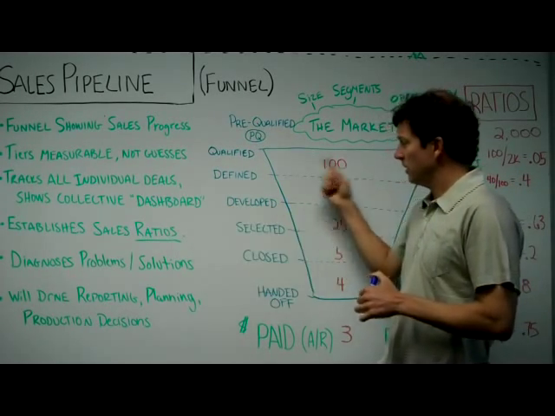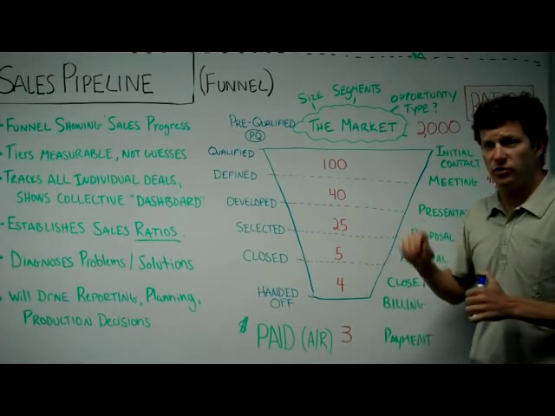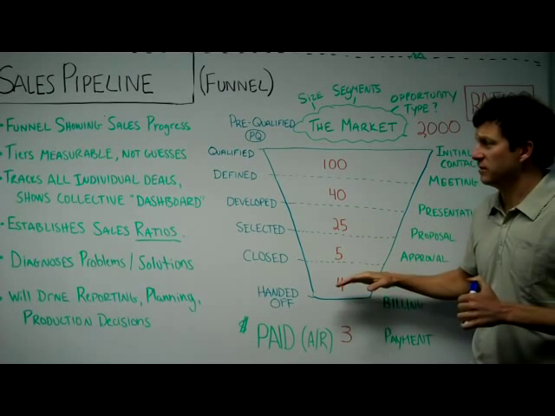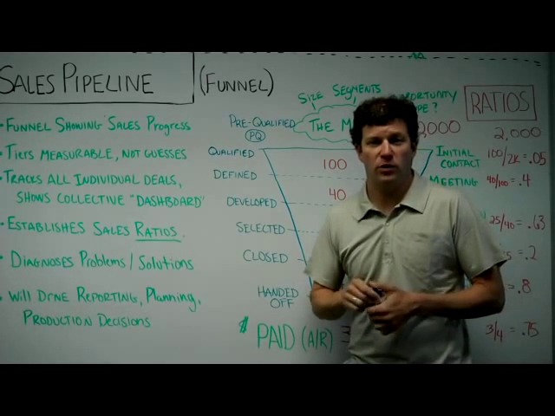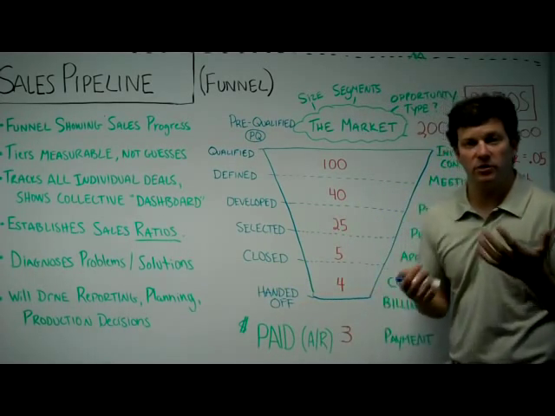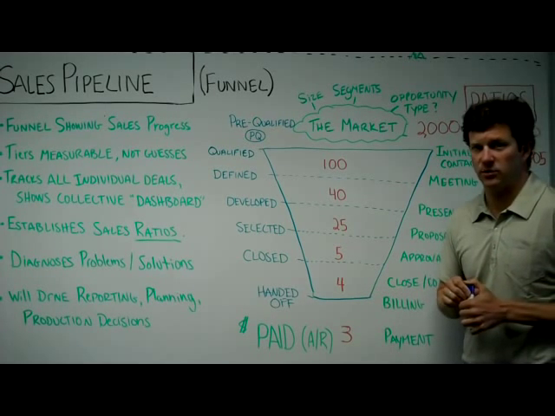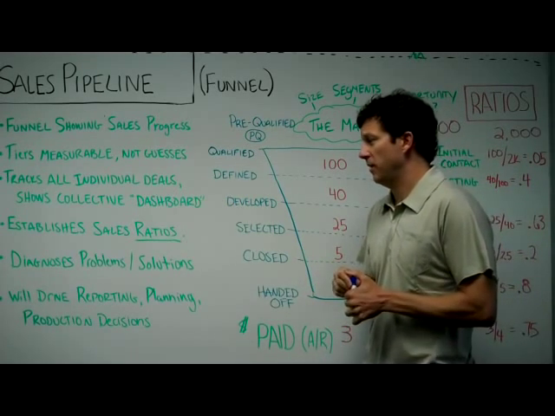And essentially what this allows you to do is track any individual deal. You should be able to grab any individual account or prospect and say, that's where this deal is along in the pipeline. And also it allows you to show a collective dashboard. So you can say, in general, here's what's happening amongst hundreds of active potential customers. So the dashboard is important for reporting and for other reasons, which we'll talk about in a little bit.